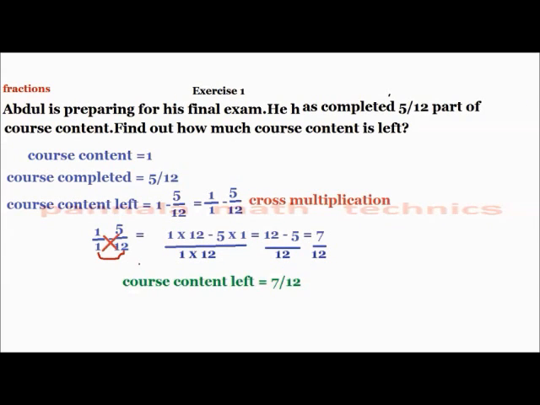Abdul is preparing for his final exam. He has completed 5 by 12 part of the course content. Find out how much course content is left. So now the course content is 1. Course completed is 5 by 12. Course content left is 1 minus 5 by 12. So 1 is an integer and divided by 1 it will become the fraction 1 by 1. So now use the cross multiplication method. That will become 7 by 12. So course content left is equal to 7 by 12.